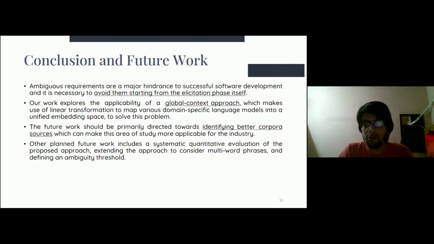So what can we conclude? We can conclude that the local context approach does work better by observing the results. And for future work, I think there are a lot of fields in which this work can go. But our experience says that it should be more or less targeted towards identifying better corpora sources other than Wikipedia, such as arXiv, because Wikipedia does have a lot of encyclopedic language, not quite technical, so that can cause troubles and may not be so applicable for software development.